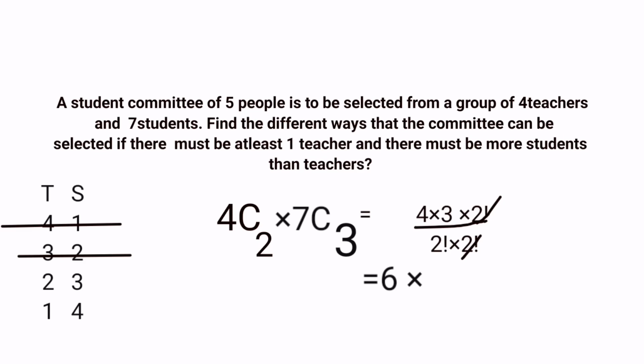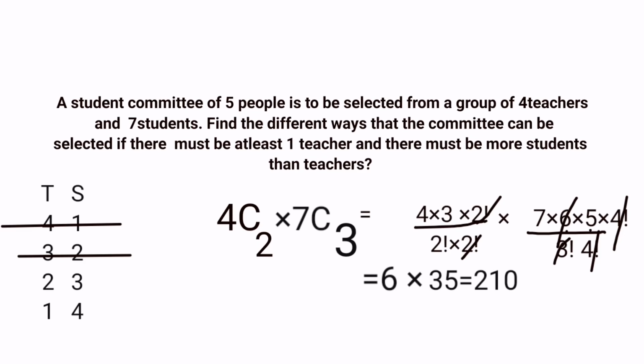7C3. It is nothing but 7 factorial divided by 3 factorial into (7 minus 3) factorial, which is 4 factorial. Now 7 factorial can be written as 7 into 6 into 5 into 4 factorial divided by 3 factorial into 4 factorial. 4 factorial and 4 factorial can be cancelled. And 3 factorial is nothing but 3 into 2, 6. So 6 and 6 can be cancelled. So the remaining will be 7 into 5, 35. So the final answer will be 6 into 35. That is equal to 210.